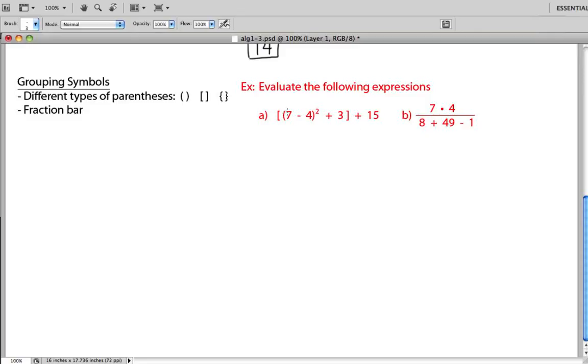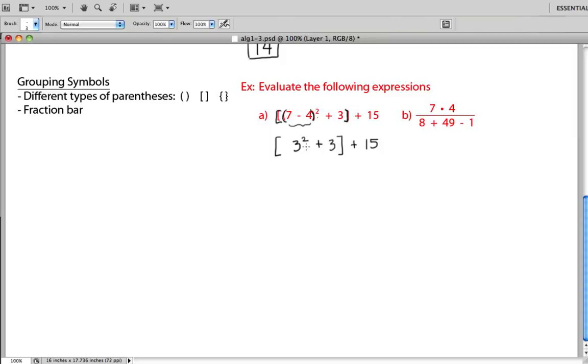So if you look at this example, I have brackets here on the outside, but within these brackets I have a set of parentheses. So I'm going to calculate this portion first because it's on the inside. So 7 minus 4 is 3. I still have this squared here. Bring down the plus, the 3, the bracket, and plus 15. Since the 3 squared plus 3 is inside parentheses, that's what I'm going to focus on next.